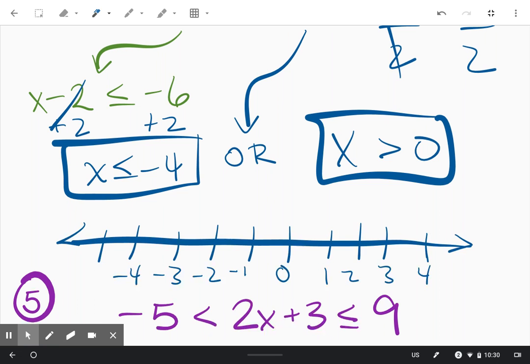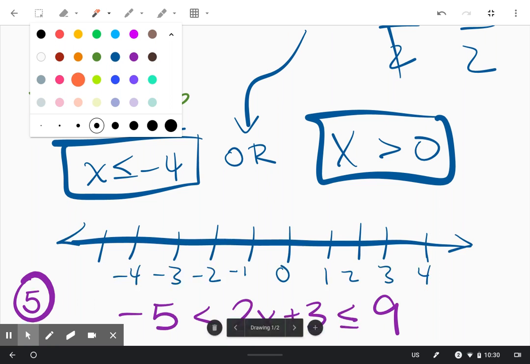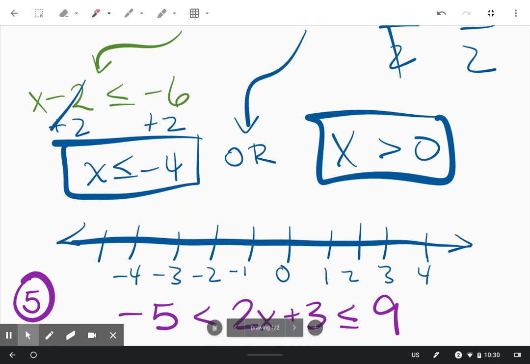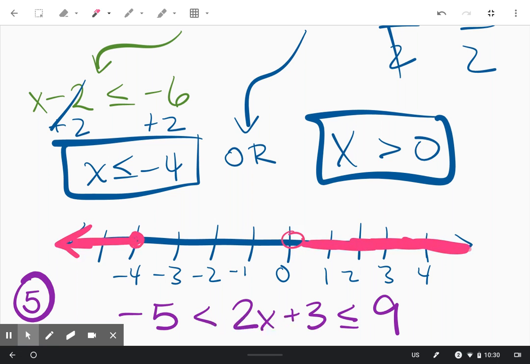All right. And then let's go ahead and graph. So I have a -4. It's going to be a closed circle at -4, and it goes less than that, so it's shaded down this way. And it's greater than 0, open circle, and it's shaded up this way. So this is a disjunction. And we knew that because of the or.